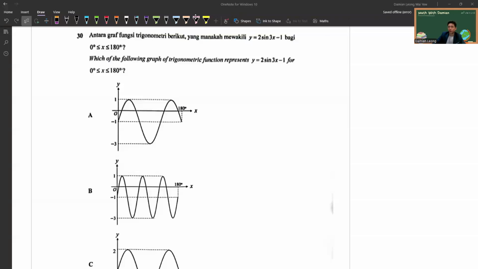Question 30. Which of the following graphs of trigonometric function represents y equals 2 sine 3x minus 1 for x more than or equal to 0, less than or equal to 180? So is this only for 0 to 180? Yeah? So 3x means it repeats 3 times within 360. 1, 2, 3, like that. But I want only up to 180, so only half of it.